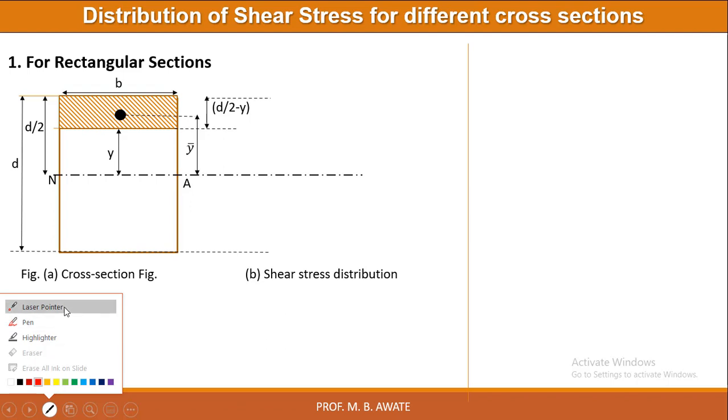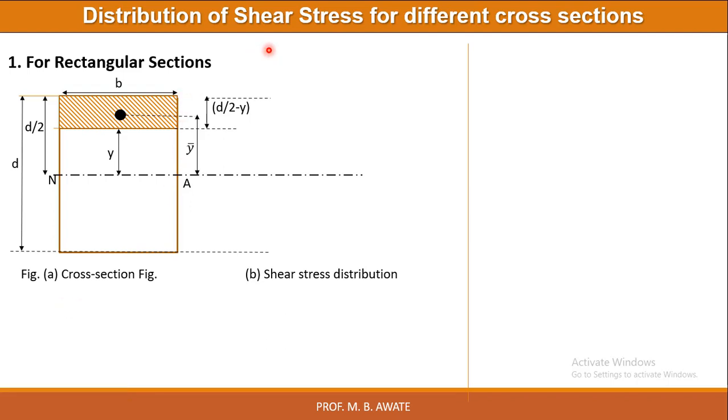Our today's point of discussion is distribution of shear stress for different cross sections, and initially we have considered a rectangular cross section, and it is a rectangular cross section having breadth B and depth D. The neutral axis has been shown, which is passing through the CG of this particular rectangular cross section, and D by 2 is the distance of outermost layer from the neutral axis.